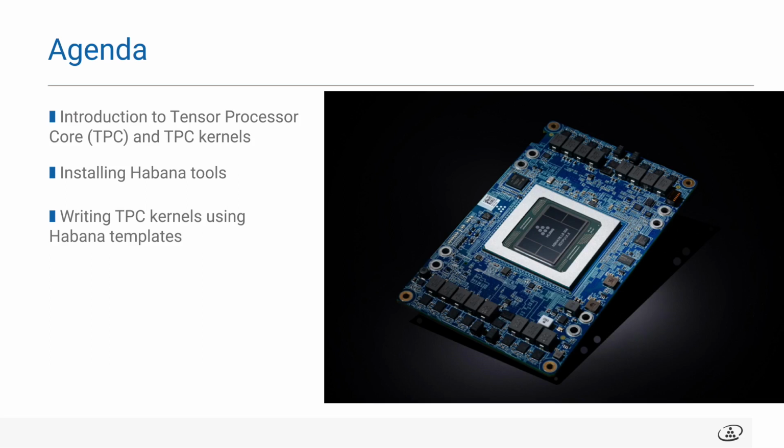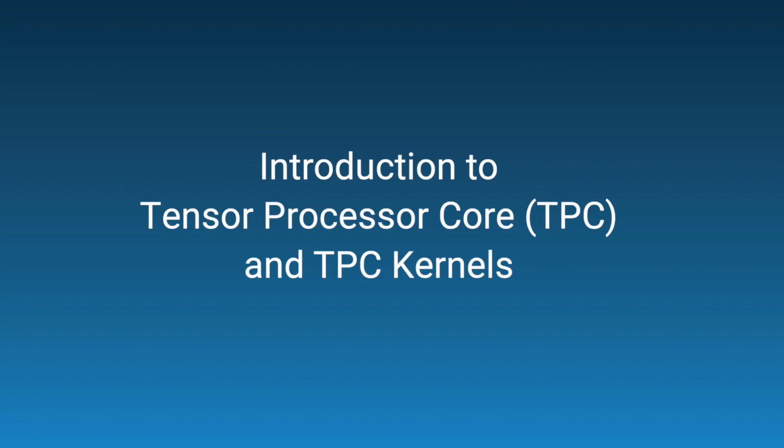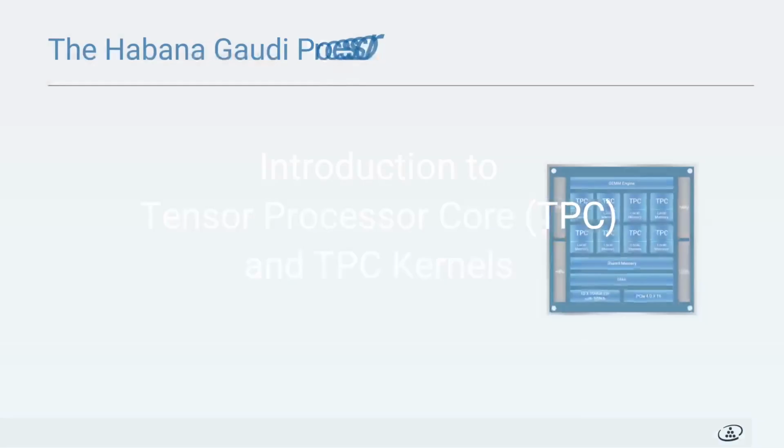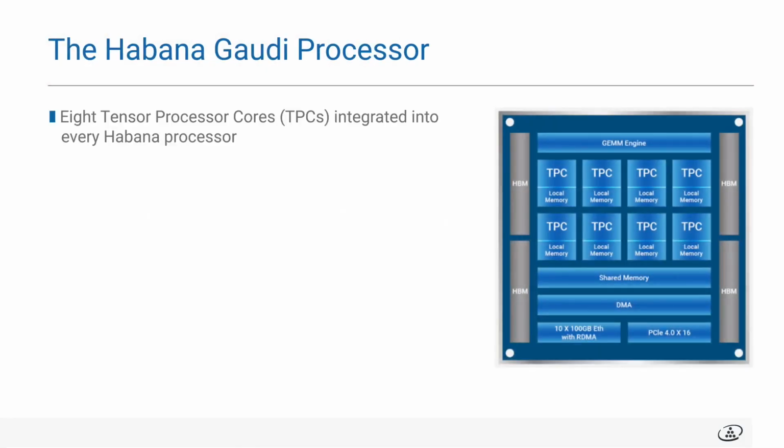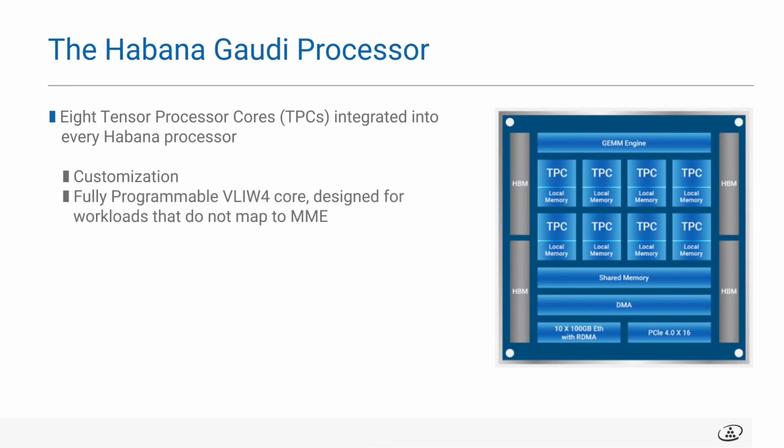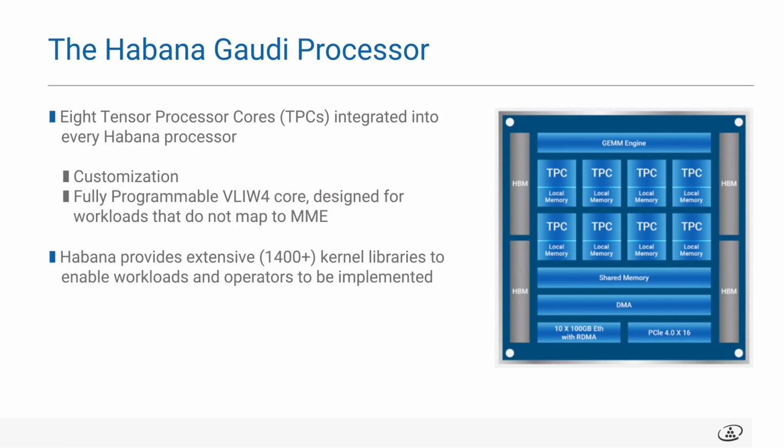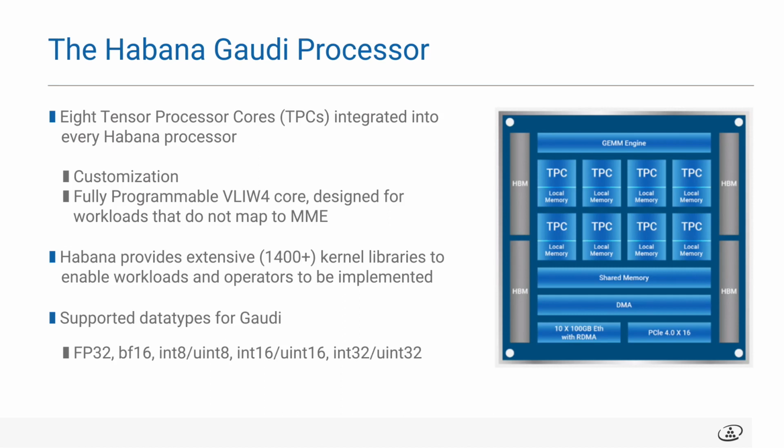So let's get started. The TPC core was designed to support deep learning training and inference workloads. We have 8 TPC cores integrated into every Habana processor. They were designed for customization and are fully programmable via a VLIW4 SIMD core for workloads that do not map to MME. Habana provides an extensive library of 1400-plus kernels to enable workloads and operators to be implemented. For Gaudi, the TPC core natively supports data types including FP32, BF16, and signed and unsigned 8, 16, and 32-bit integers.